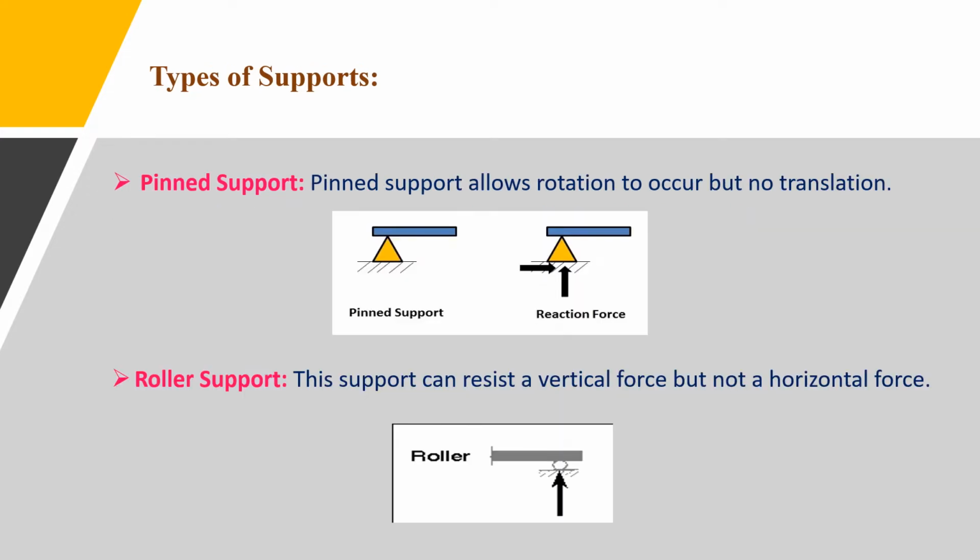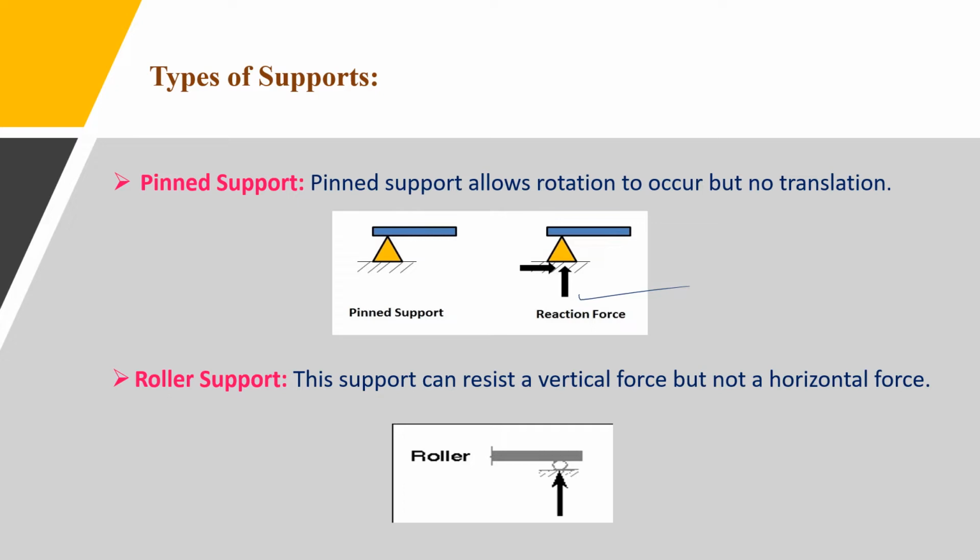Now the next one is pinned support. So here the pinned support allows rotation to occur but no translation. Means it is a type of support which resists the horizontal and vertical loads but is unable to resist the moment. In this reaction force you can see one horizontal force and one vertical force. Means it can resist only the horizontal and vertical loads. It is unable to resist the moment.